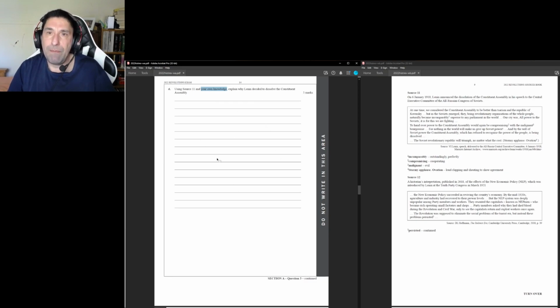There's lots of information you can include here. Why Lenin decided to dissolve the Constituent Assembly on the 6th of January 1918. Firstly, you'd want to highlight in your response that the Constituent Assembly began sitting only on the 5th of January 1918, and it lasted for 1 day. Okay? And it was dissolved by Lenin. And why did he dissolve it?